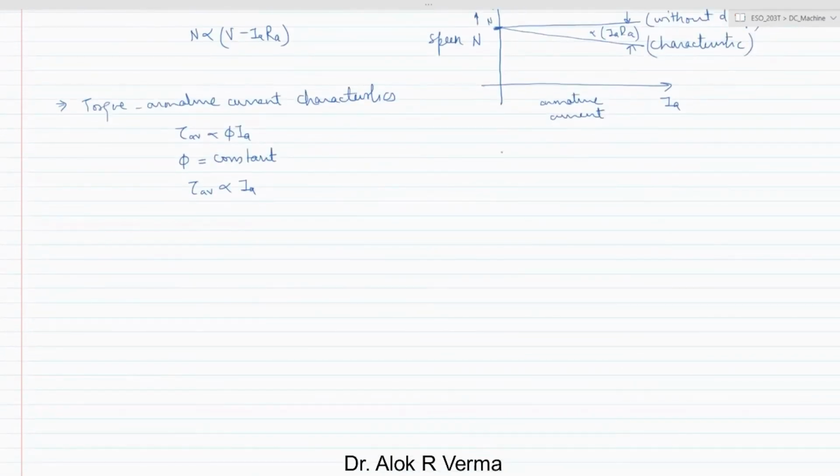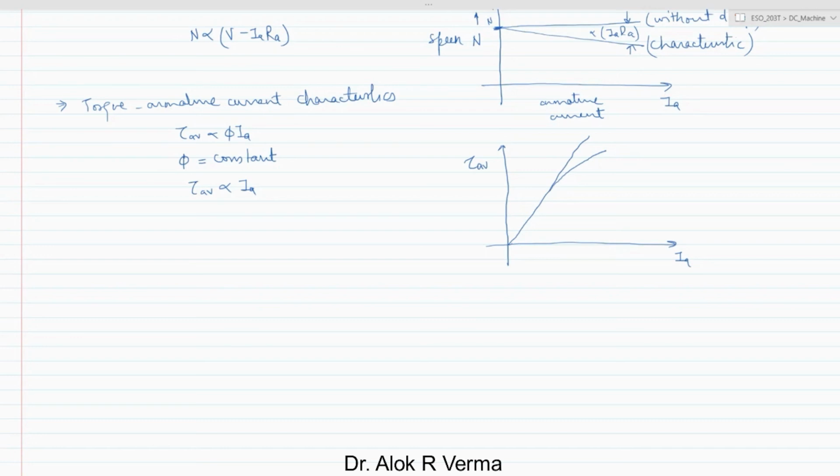So the torque characteristic: the average torque should ideally follow this, but normally it is a little deviated. We'll see the reason for this deviation. So this is the generated torque.